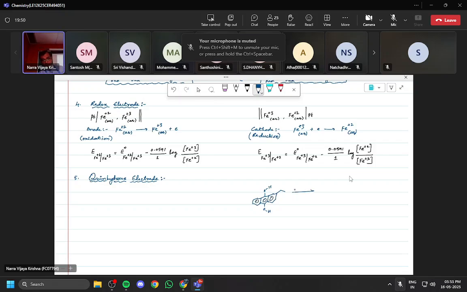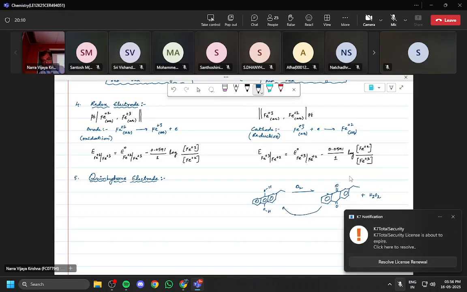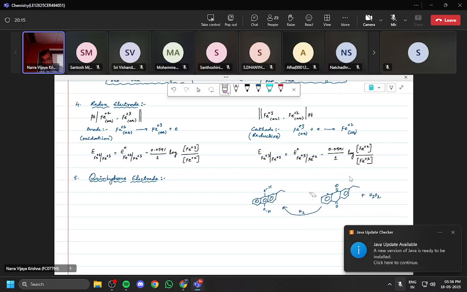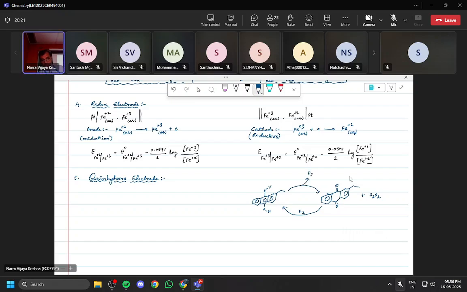Then this is allowed to react with oxygen. What you got? 2-ethyl anthraquinone plus hydrogen peroxide. On adding hydrogen, this will convert back to this. On adding oxygen, this will convert back to this by losing H2O2. Can I write like this? What do we call it? Something like auto oxidation.